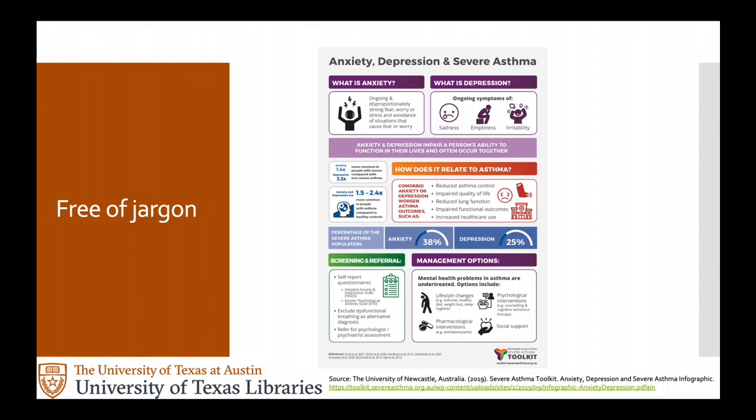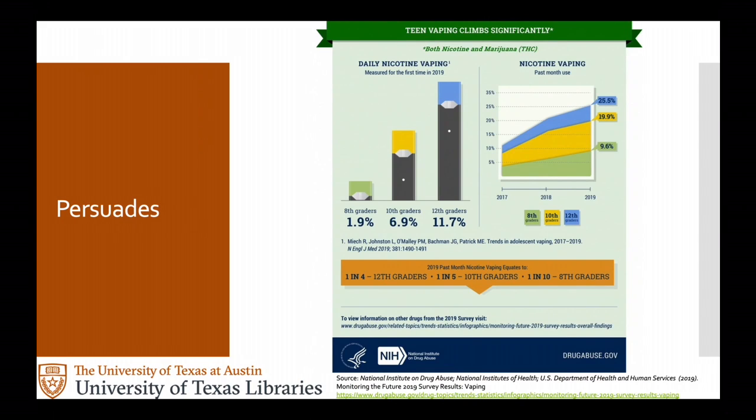If you're creating something for the public, test it with readers to make sure the language is clear and the infographic is easy to understand. The data you choose to highlight should be compelling and relatable. It should persuade the reader of something.